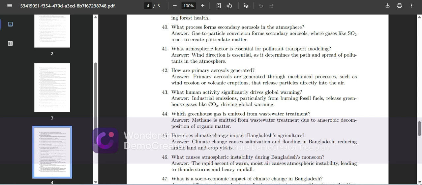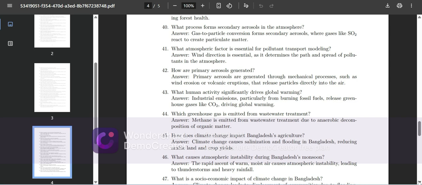How are primary aerosols generated? Primary aerosols are generated through mechanical processes such as wind erosion or volcanic eruptions that release particles directly into the air. What human activity significantly drives global warming? Industrial emissions, particularly from burning fossil fuels, release greenhouse gases like carbon dioxide, driving global warming.